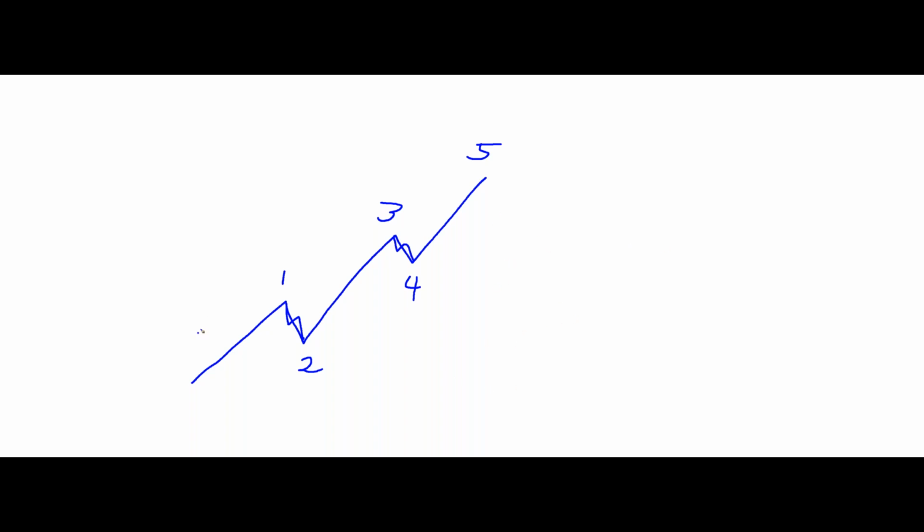So there is the impulsive wave 1, and then a correction, and then another impulsive wave 3, and a correction, and then another impulsive wave 5. So the impulsive waves always move in the direction of the trend, whether they're up or down. But the unique thing about impulsive waves is they're made up of smaller waves. So if we look at that pattern again, there are actually 5 little waves inside here that make up wave 1. So there's smaller little wave counts inside.